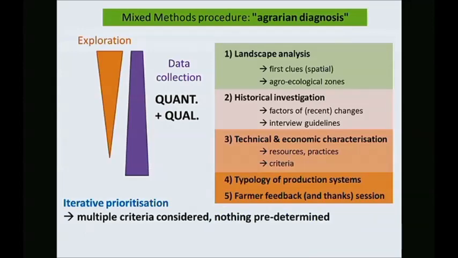So what's important in those methods is that essentially it's an iterative prioritization, which means that we are able to consider a wide range of criteria, that nothing is predetermined. So you don't do a literature review to find out that other people have decided this is what matters. You go, you consider everything that potentially matters in the farming system as well. And depending on what appears more important, you investigate further.